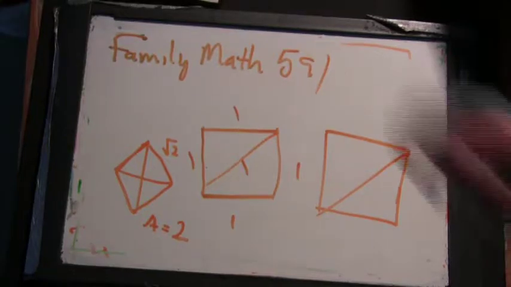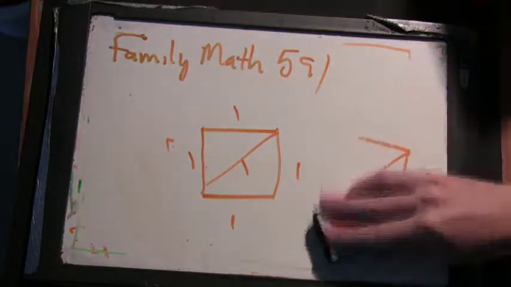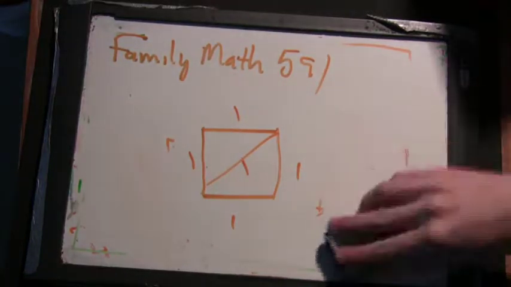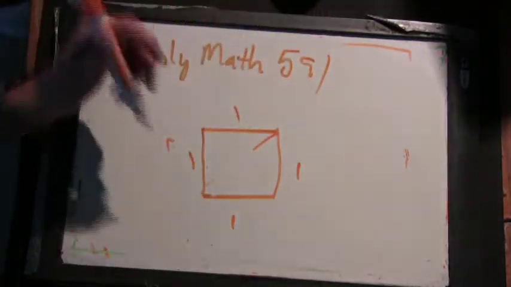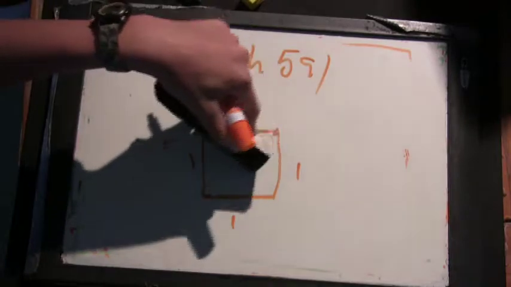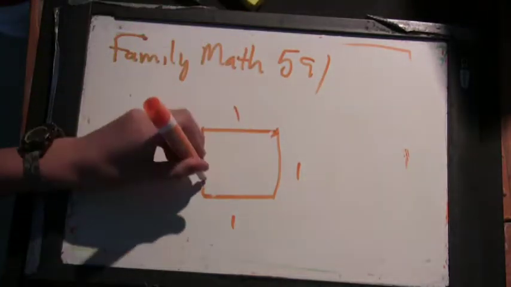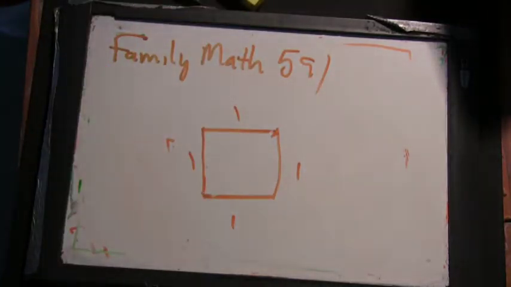Okay, so here's the second problem. You start with the same thing. Alright, a square whose side length is 1. But this time, and again, you can do whatever you want. You have whatever resources you need. And I want you to make a square whose area is 3 now.